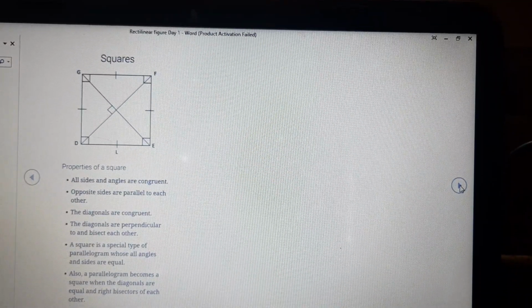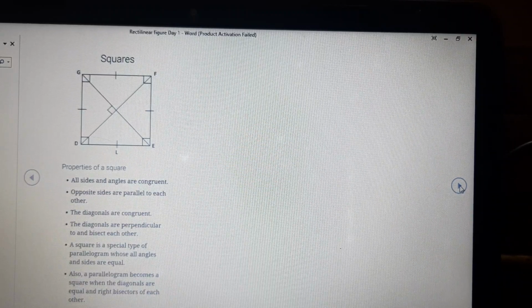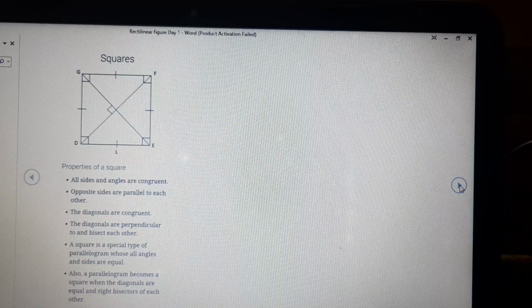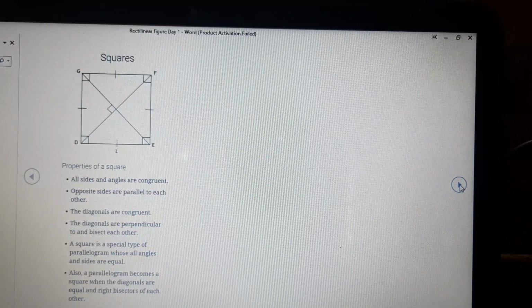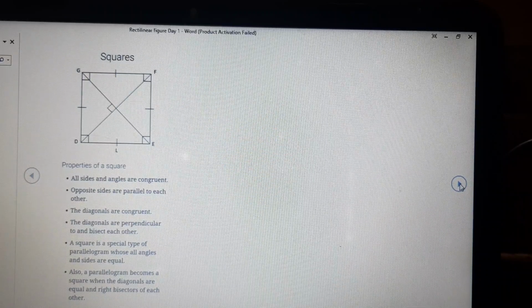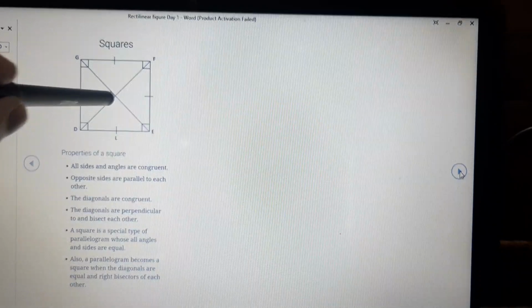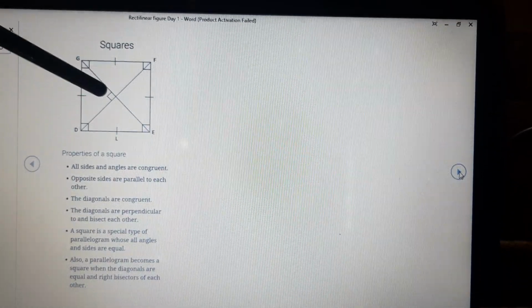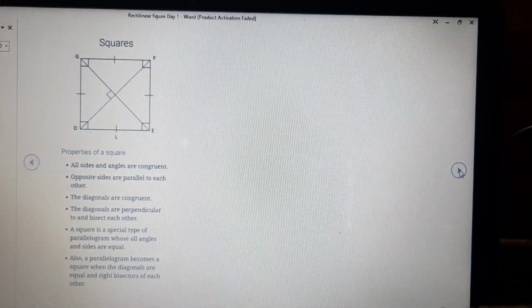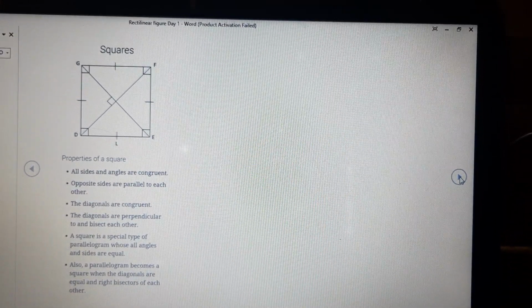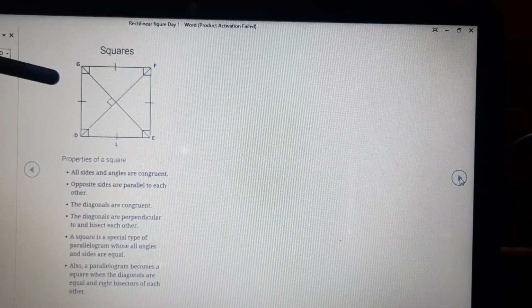Square. All four sides are equal. Opposite sides are parallel to each other. Diagonals. Diagonals are equal first of all, and then they bisect each other at 90 degrees. It means suppose the intersection point of diagonals is A, then AD is equal to AF, AG is equal to AE. Okay, and diagonals are equal also, so it means all four will become equal.